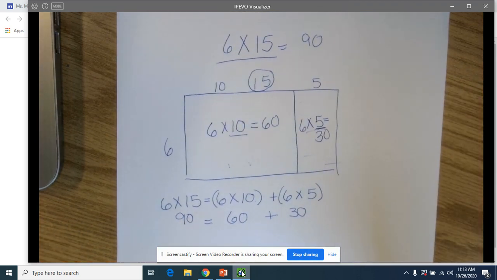There you go, an example of breaking apart some larger numbers that we're working on.